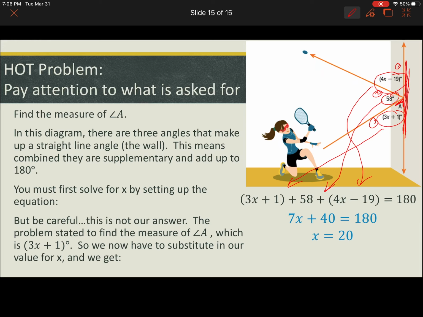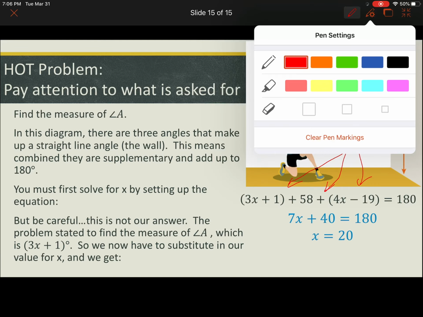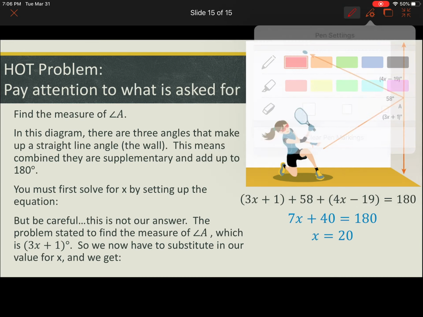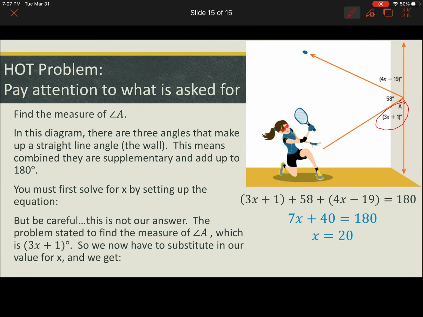The problem asked us to find the measure of angle A. One more time. A is, let me clear this out so you guys can see it better. A is this angle right here. So the angle is 3x plus 1 degrees. Now, since we solved for x, we can substitute in the value of x into this expression and then solve for the angle A. So angle A equals 3 times the 20 that we found for x plus 1, which equals 61 degrees.